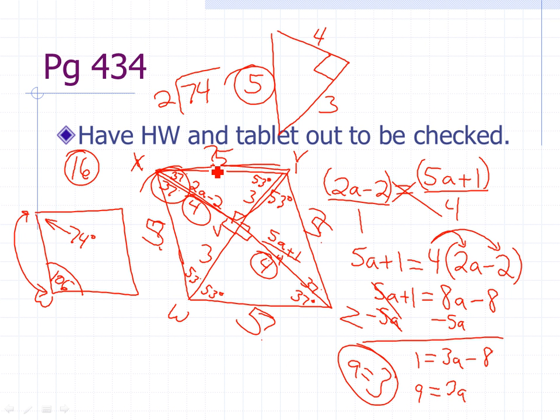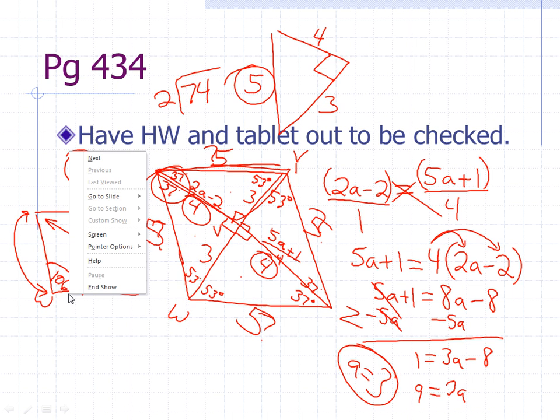What do you know about these 4 triangles, all 4 of them? What's true about all 4 of them as they relate to each other? They're all equal, they're all congruent to each other. Other questions?